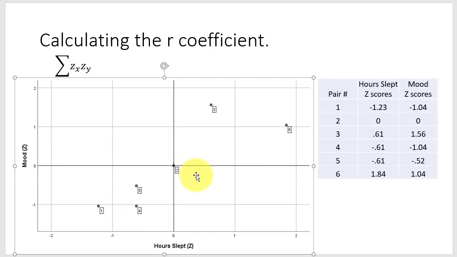Now, we're not quite done yet. We've calculated the R coefficient, so we've found the strength and the direction of the relationship. Now we need to know if it is significant. What we do is use a t formula to see if that R coefficient is significantly different than 0. Because we know that an R coefficient of 0 is not significant. That's completely uncorrelated. We want to know if it is significantly different than 0.